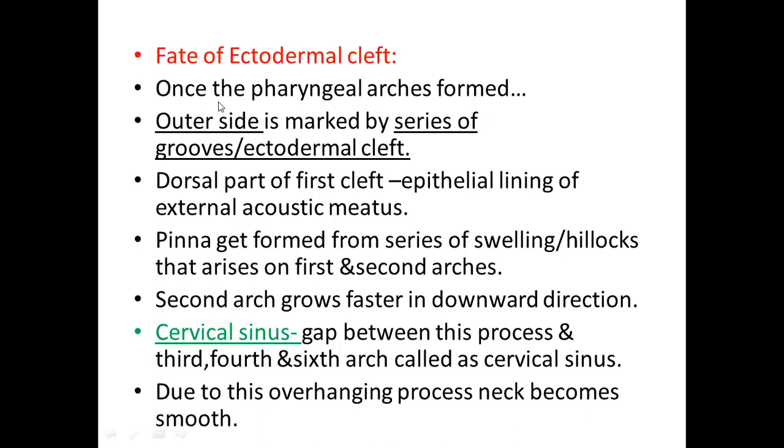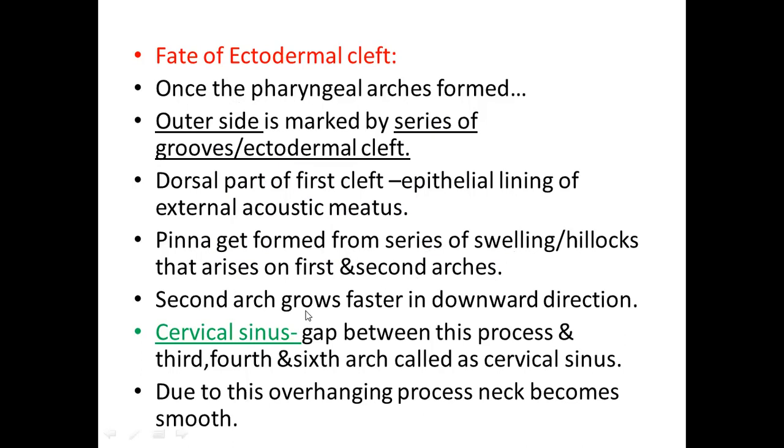Then coming to another important topic, the ectodermal cleft. So what is its fate? That means, what are the structures that in future are going to develop from this ectodermal cleft? Once the pharyngeal arch is formed, the outer side is marked by a series of grooves, or ectodermal clefts. The dorsal part of the first cleft is going to develop into the epithelial lining of the external acoustic meatus. So this is the structure derived from the dorsal part. The first ectodermal cleft has a ventral and a dorsal part. The pinna gets formed from a series of swellings. The swellings are also called hillocks, that arise on the first and second arches.